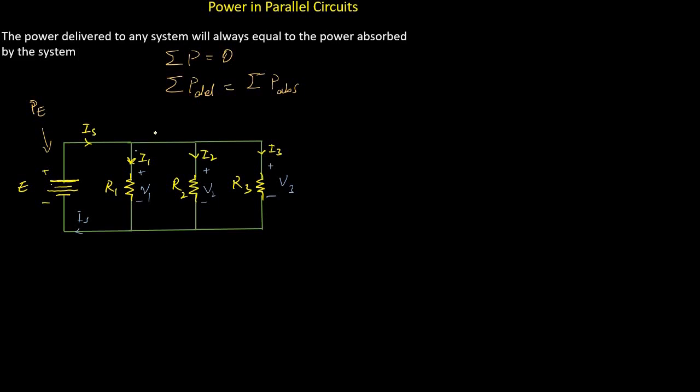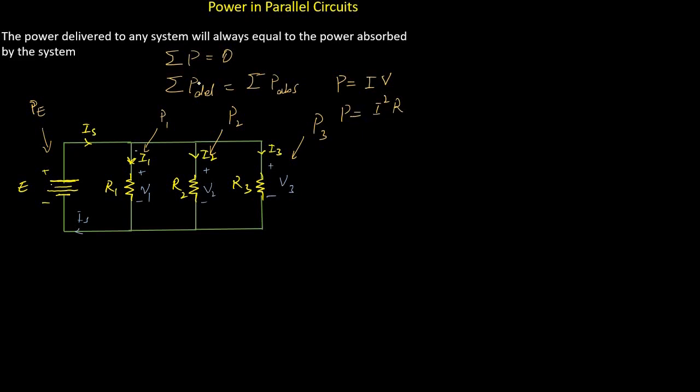The power absorbed by the first component is, let's say, P1. The power absorbed by the second component is P2, and the power absorbed by the third component is P3. As we described in the video lecture on electrical power, power is equal to I into V, where I is the current through a component and V is the voltage across that component. Here we have another form of electrical power, which is P equals I squared into R.